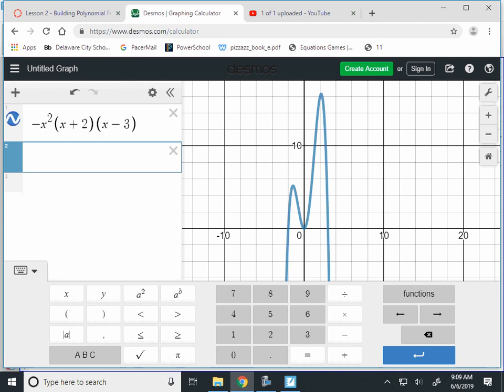If I wrote my equation here, where did I put it? Negative x to the 4th. And then plus x cubed. And plus 6x squared. I have the same graph, so I know I did things right.